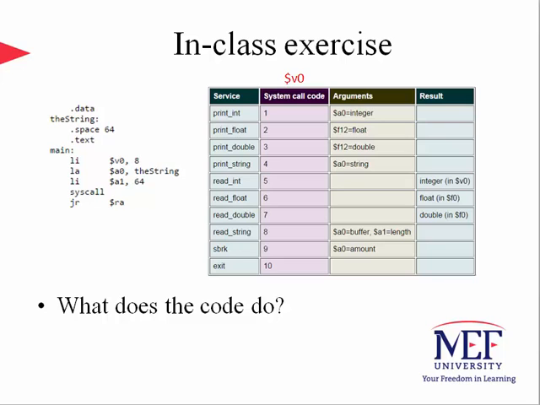In order to choose among these operations, you need to set register V0 to some number, as well as the value stored in A0 or F12 if need be, before calling the system call instruction. So for example, if you want to print an integer value, you have to first set V0 to 1 and A0 to the integer, and then call system call to print the integer value, which is stored in one of the registers. So try to figure out what this code that is shown to the left of the table does.